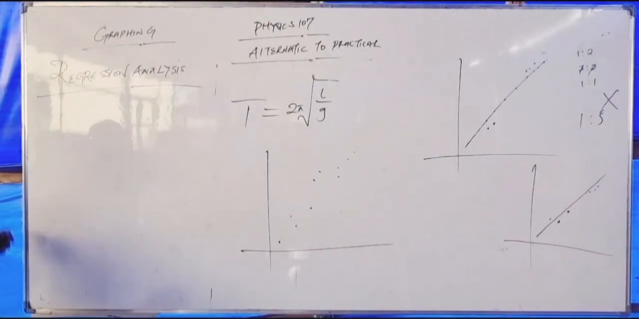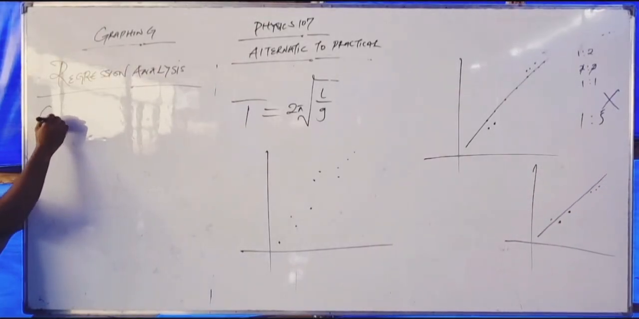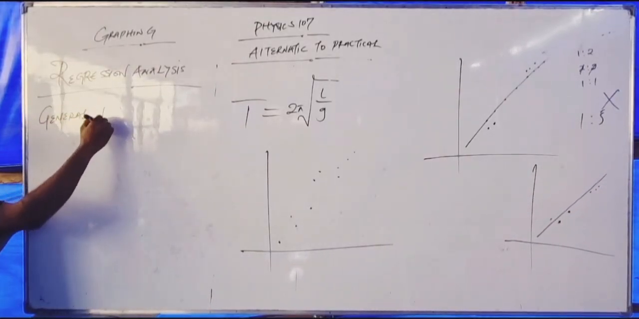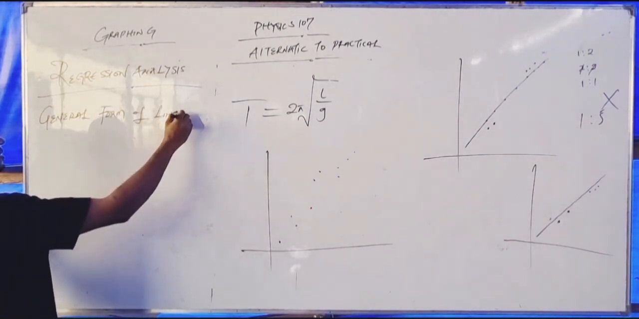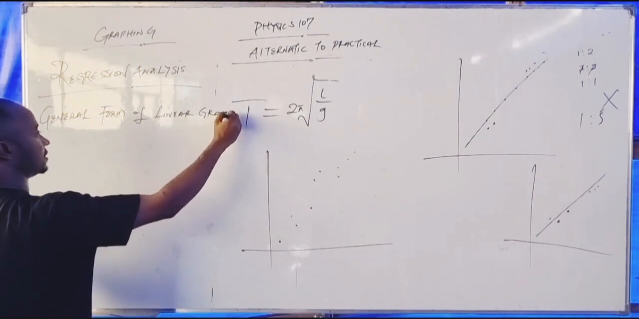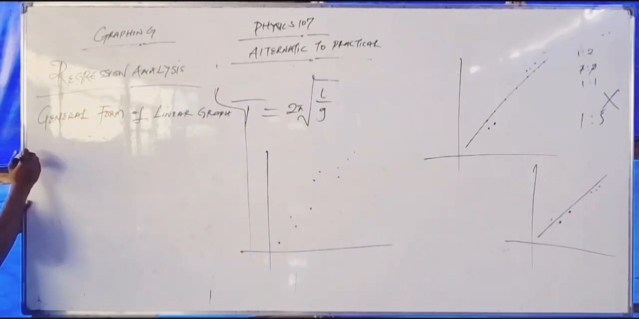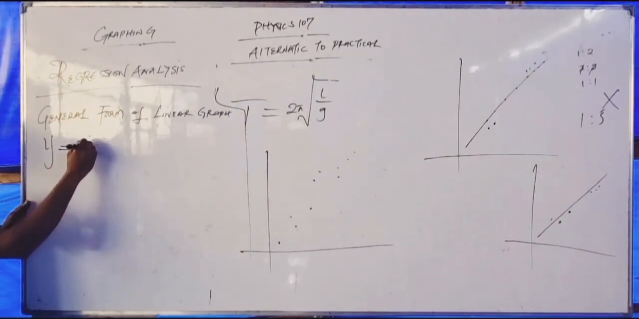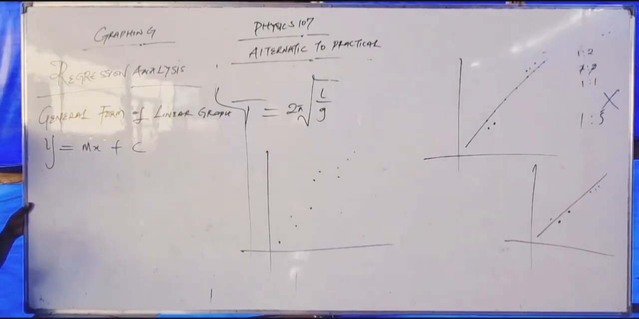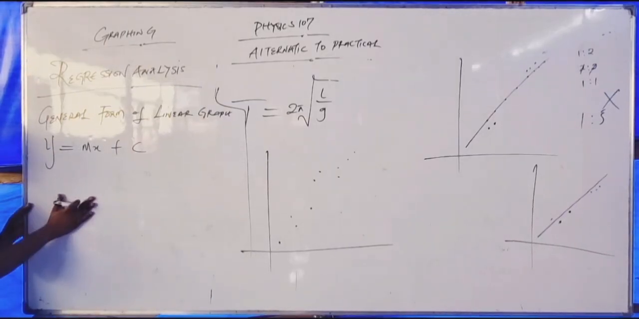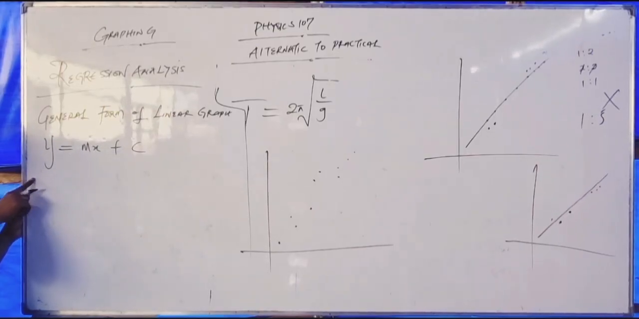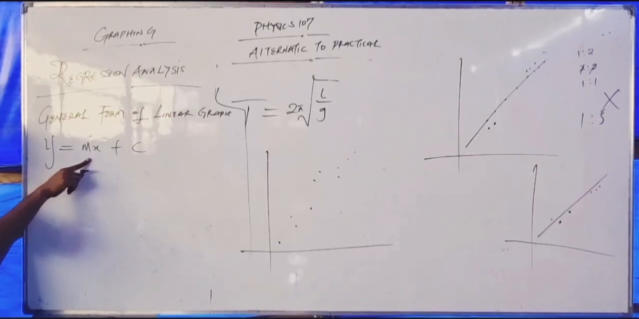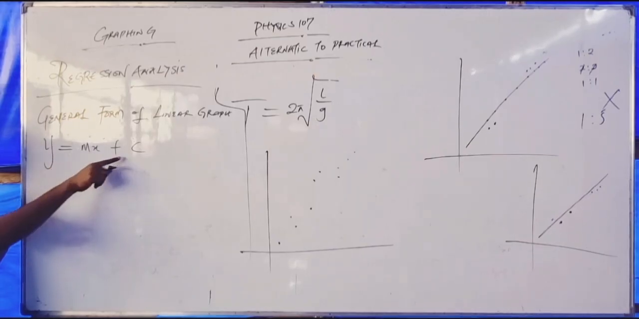Now look at this. We know that the general form of a linear graph is, who can remind me again? y equals mx plus c. The general form. All linear graphs must exhibit this form. Linear graph means the highest power is 1. Are you following? y is the dependent variable, right? x is the independent variable. m is the slope. c is the intercept.